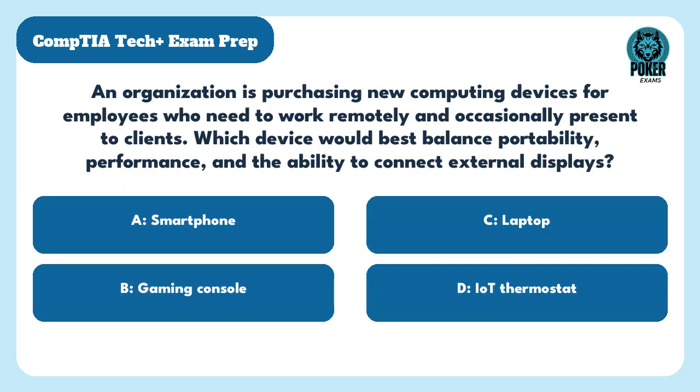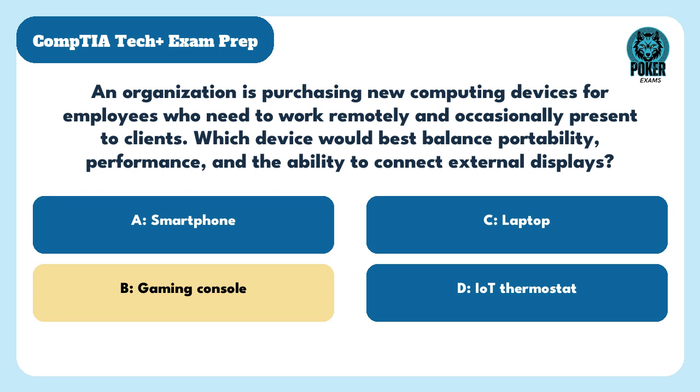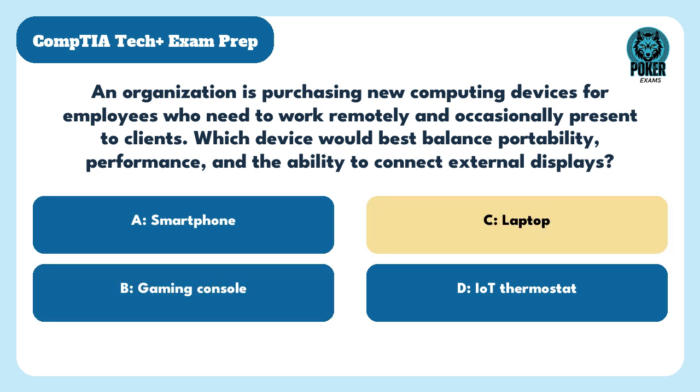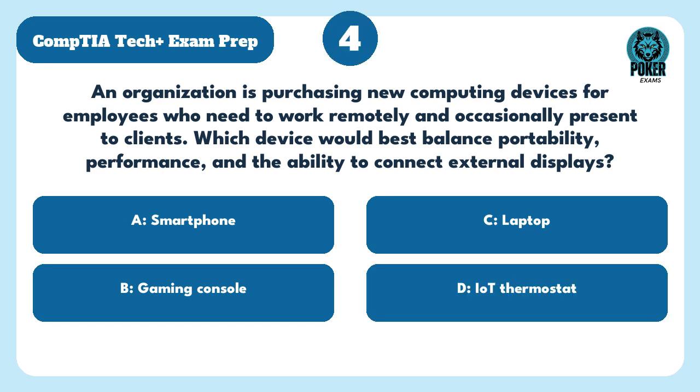Question 5. An organization is purchasing new computing devices for employees who need to work remotely and occasionally present to clients. Which device would best balance portability, performance, and the ability to connect external displays? Is it Option A, smartphone? Option B, gaming console? Option C, laptop? Option D, IoT thermostat? The correct answer is C.